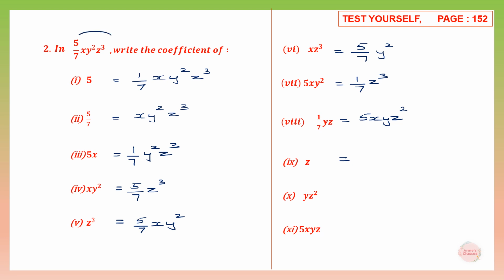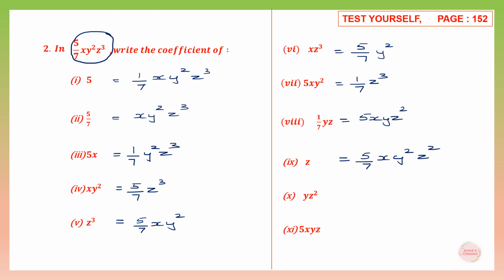Next one is we have to leave out only z and write the rest. Now look at the question. So let's write the first one, that is 5 by 7. We'll write it as it is. Then we'll write x, we'll write y square. Now we have to take off only one z. But here we have 3, isn't it? Here we have 3 z's. We are supposed to take out only 1. So 3 minus 1 is 2. So this will be z square.